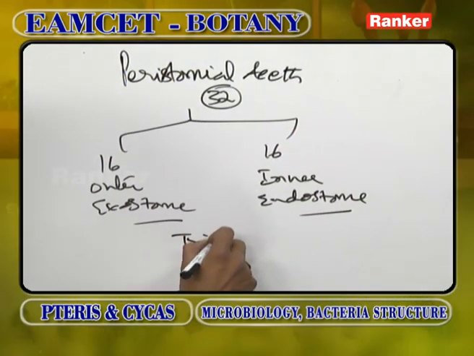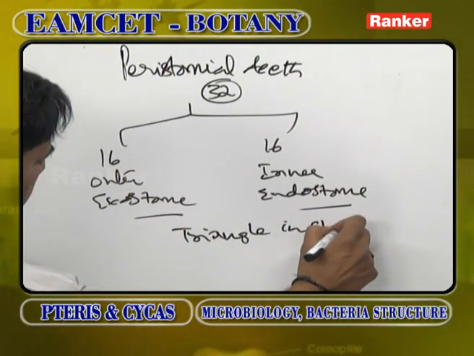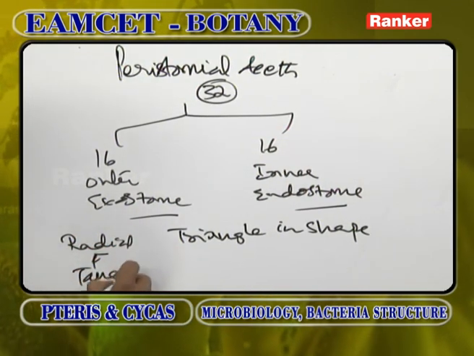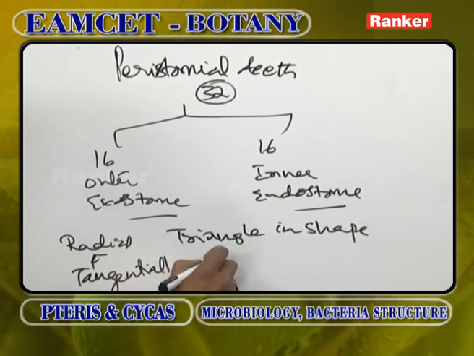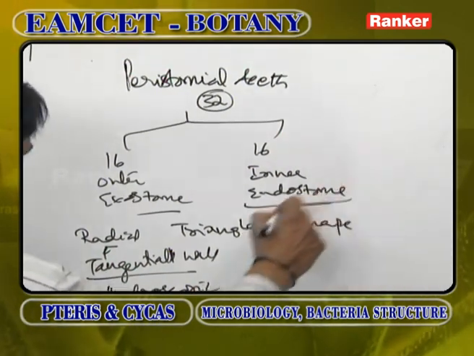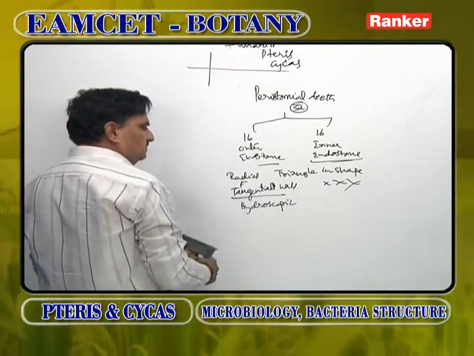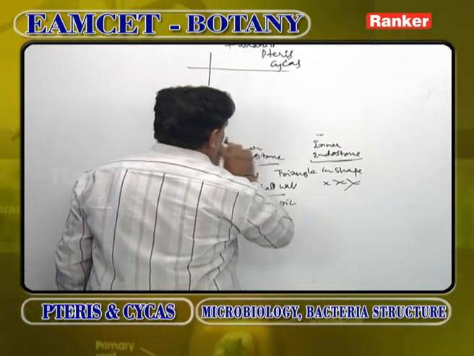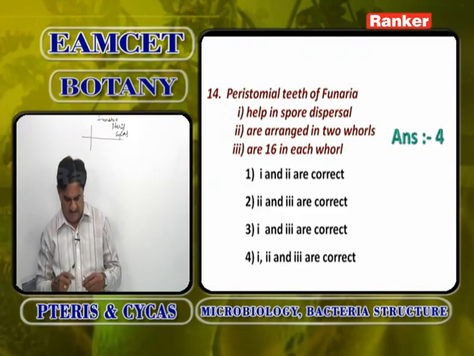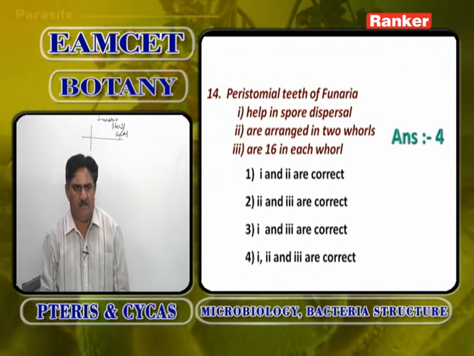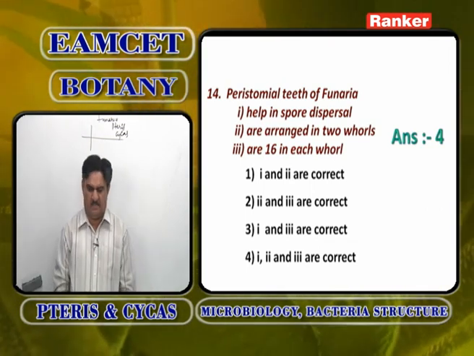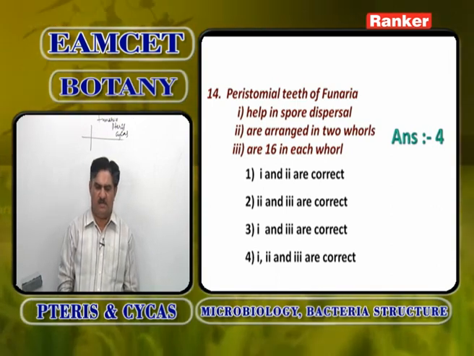Exostome and endostome are triangular in shape, but the exostome shows radial and tangential wall thickenings. It is hygroscopic in nature. The endostome will not show radial and tangential wall thickenings and it is also not hygroscopic in nature. Peristomial teeth play a vital role in the mechanism of dispersal of spores in the Funaria capsule. So, peristomial teeth in Funaria help in spore dispersal, are arranged in two rows, and each row shows 16, is correct. So, in the fourth option, 1, 2, 3 are correct.